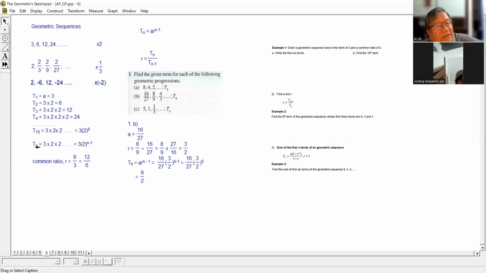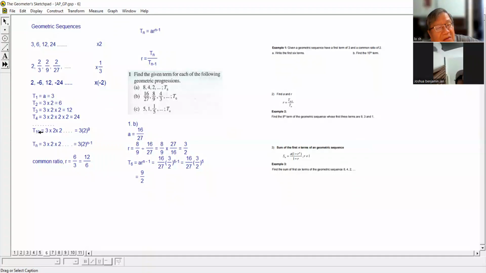Let's say if I don't know the term, there's a general term Tn. So it will be 3 times 2 times 2 times 2. How many 2's are there? I have n terms, the nth term. How many 2's are there? Will there be n number of 2's?